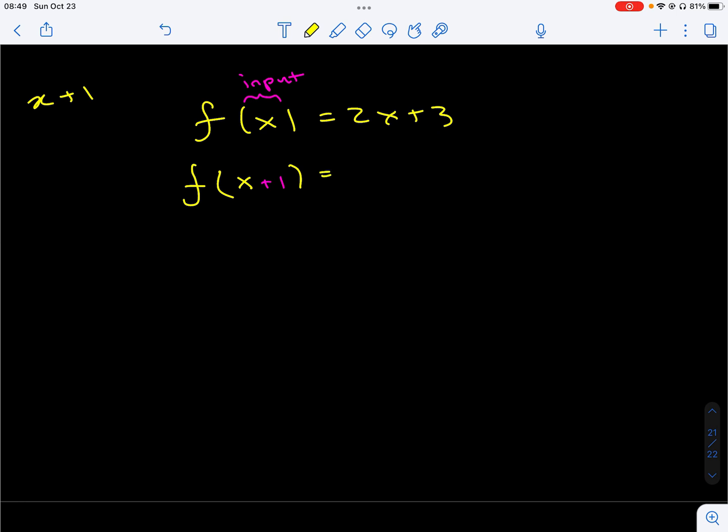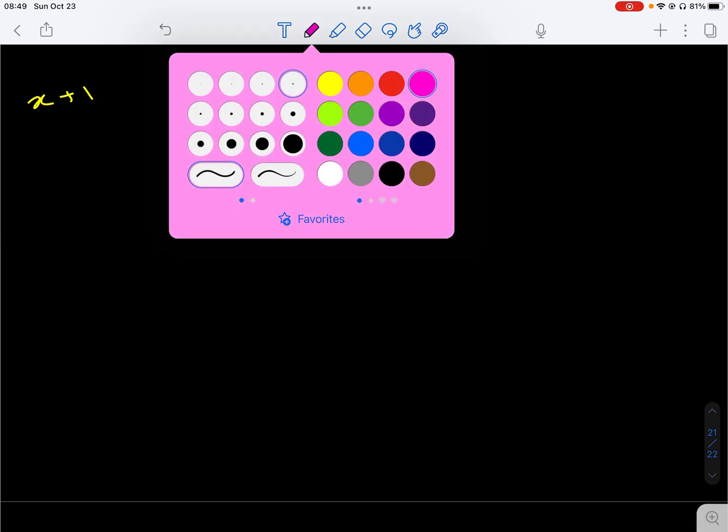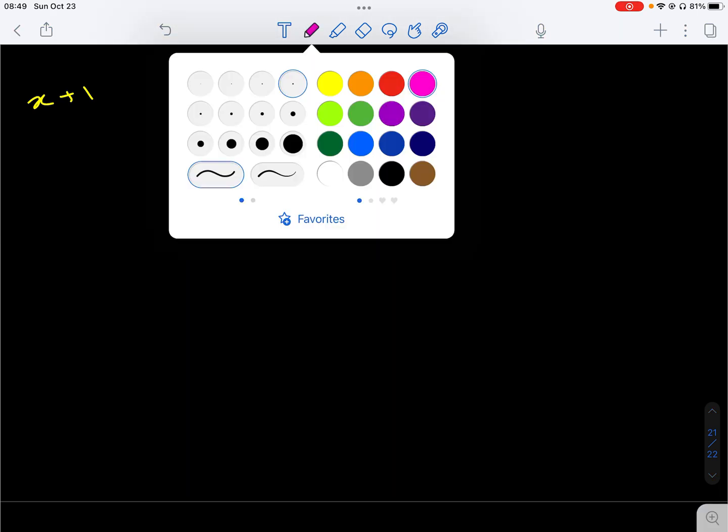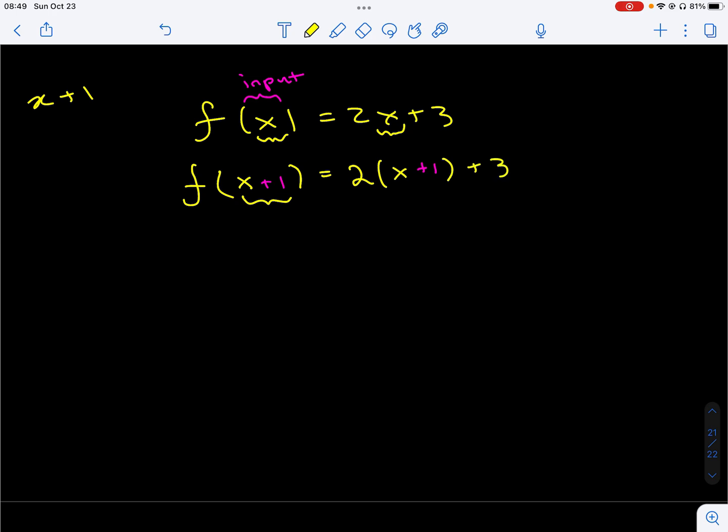Well, in this case, we could write your function evaluated at 1 more than what your initial input was. Now, how do you interpret this? Well, remember, what you put inside the parentheses is your input, and you place it wherever the x was in the initial equation. So you should have here 2 times x plus 1, plus 3 still as well. And so now you have f of x plus 1 equals 2x plus 2 plus 3. And so you have f of x plus 1 equals 2x plus 5.